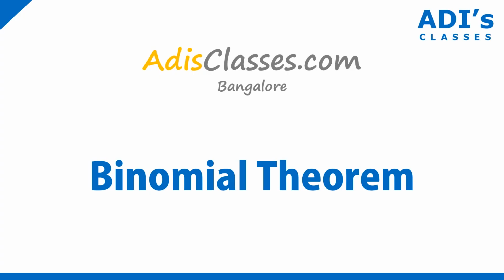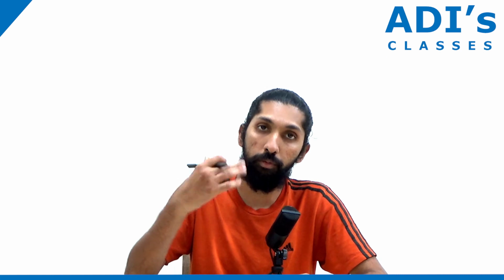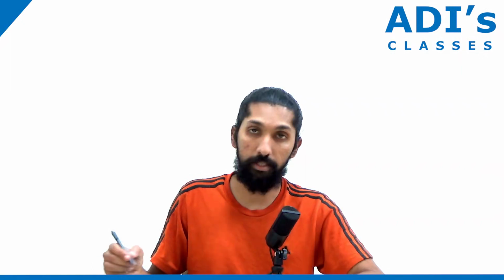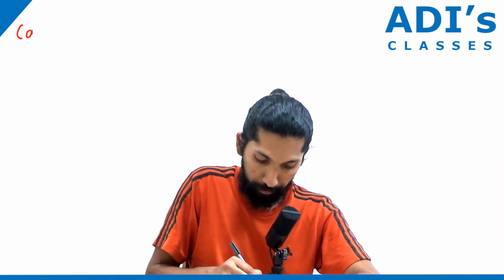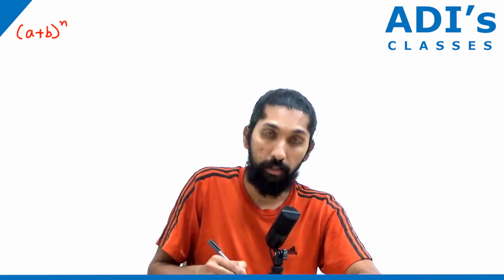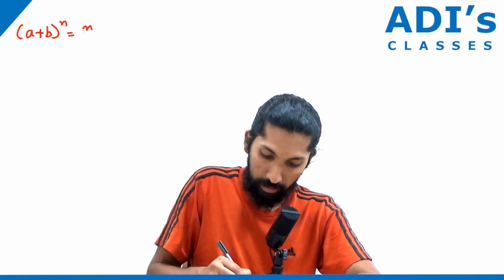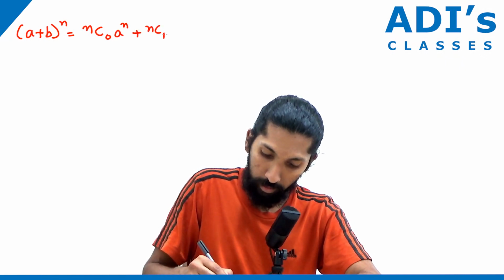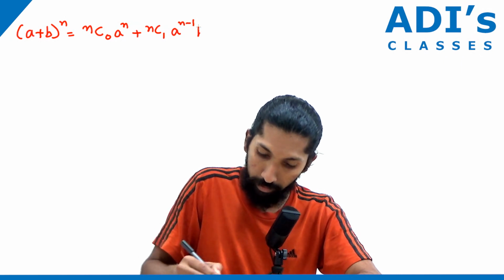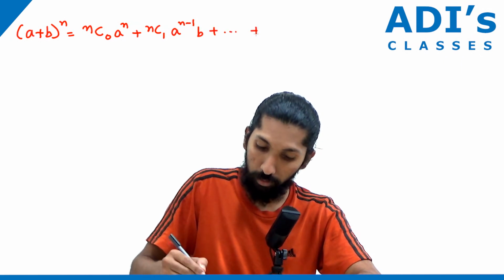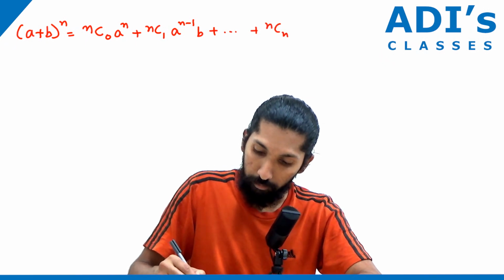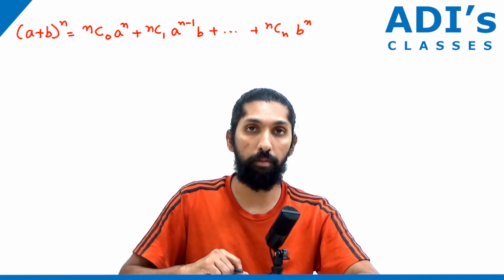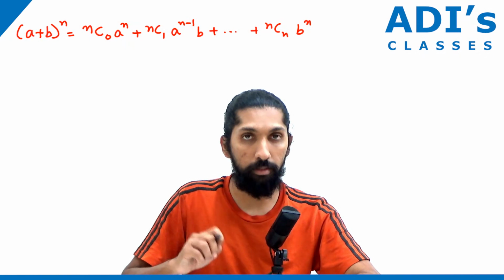Let's look at what the binomial expansion is now and how we prove it. Binomial expansion, or the binomial theorem, says that when you have (a plus b) whole power n, this can be written as nC0 a to the power of n plus nC1 a power n minus 1 into b, plus so on and so forth till nCn b to the power of n. This basically is the expansion of the binomial theorem.